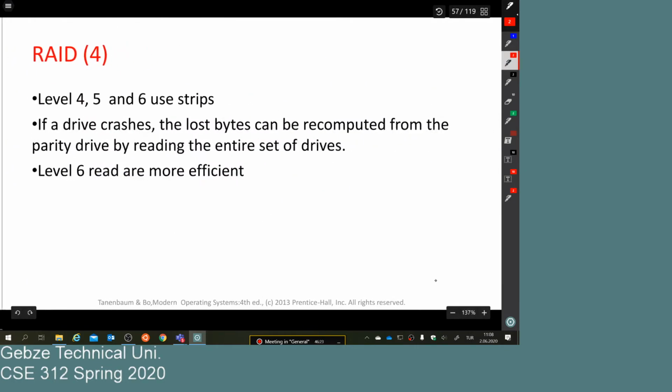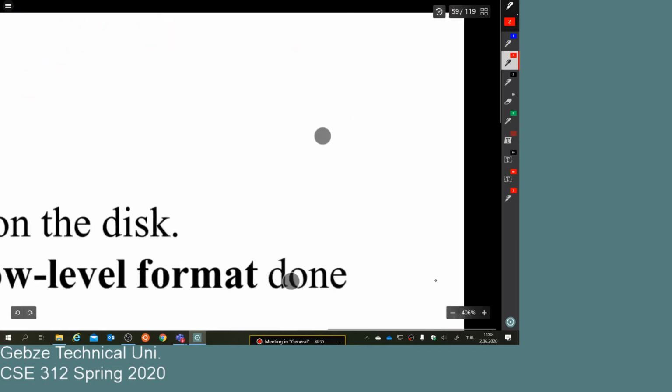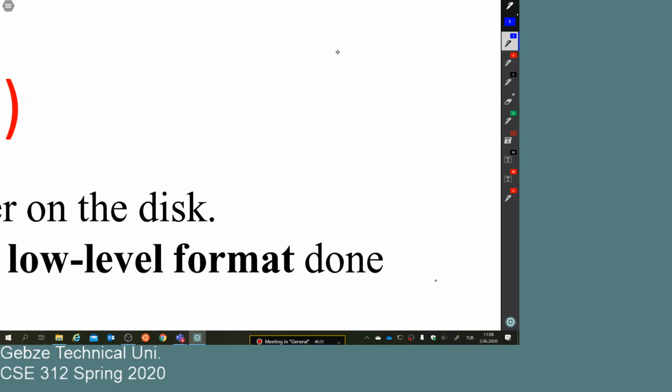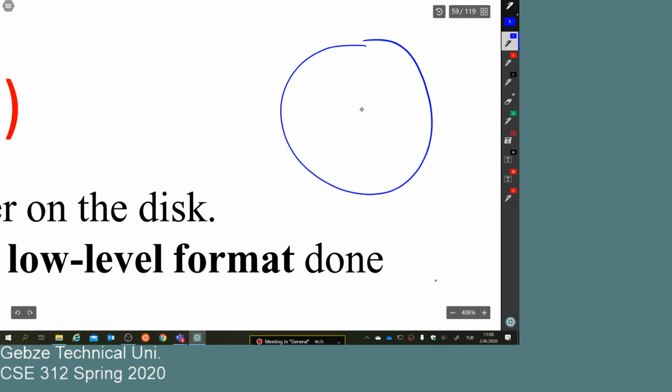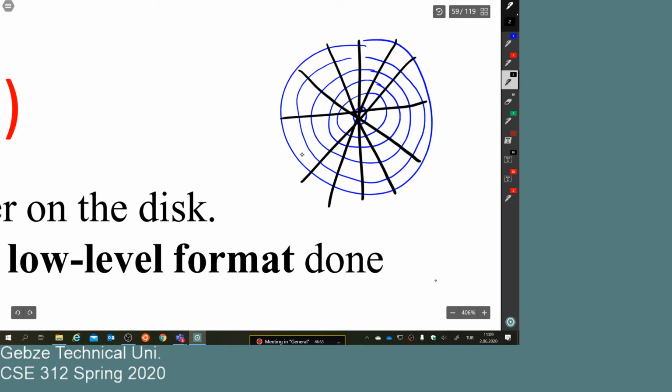Okay, so let's move on and look at disk formatting. Remember, again, I am going to draw my very primitive disk structure here. This is the center, and these are my tracks. And these are my sectors. They don't look very nice, but this is okay.